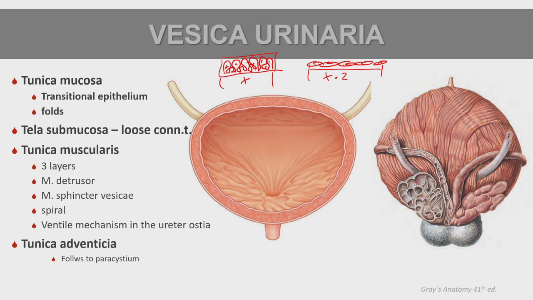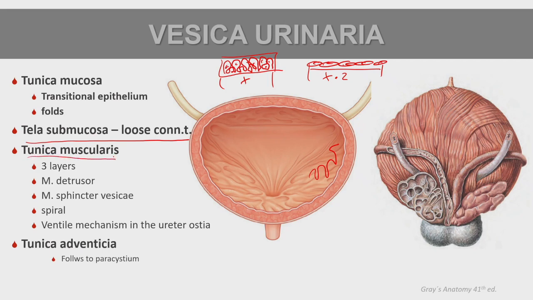Then it is also made in folds, and those folds and loose connective tissue in tela submucosa, in overfilling of the urinary bladder, make it possible to extend the size of the epithelium without any injury of it, because it could slide along the muscular layer and it's flattened. So it's like a balloon. You can inflate it like a balloon. Urine is inflating the urinary bladder.